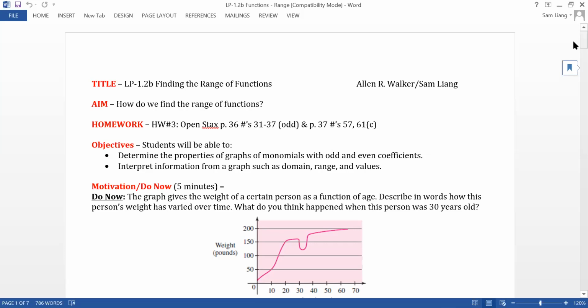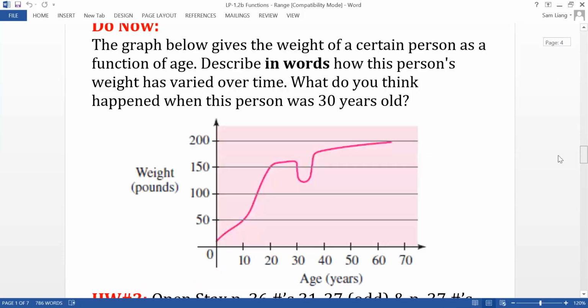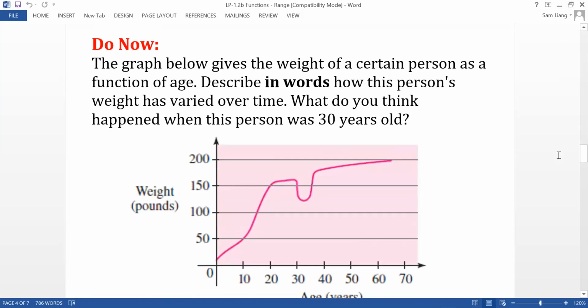With that being said, let me get to the do now. So here it says the graph below gives the weight of a certain person as a function of age. Describe in words how this person's weight has varied over time. What do you think happened when this person was 30 years old? For the description, I'll do it right here in this video. But for our synchronous Zoom session, I'm going to ask you guys, what do you think happened when this person was 30 years old? So come up with something.